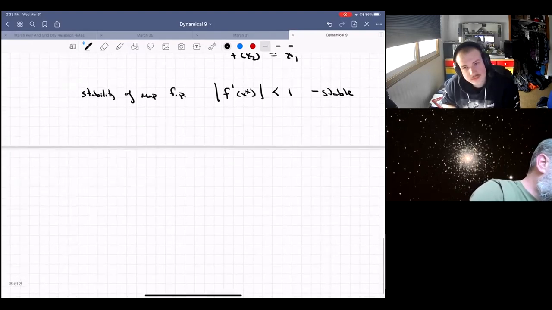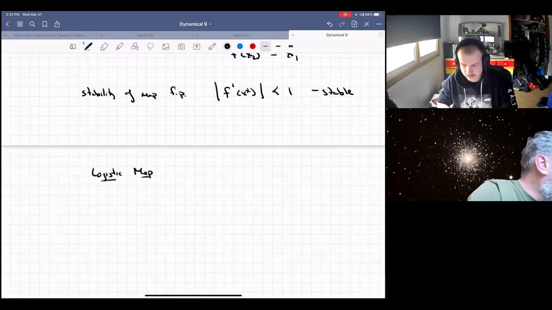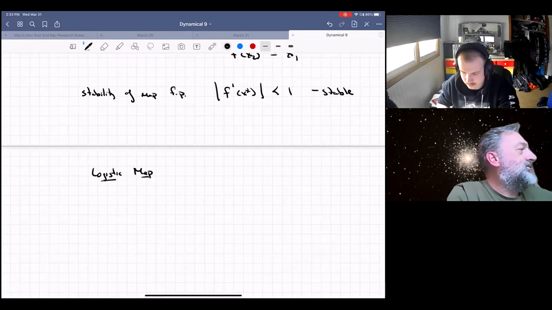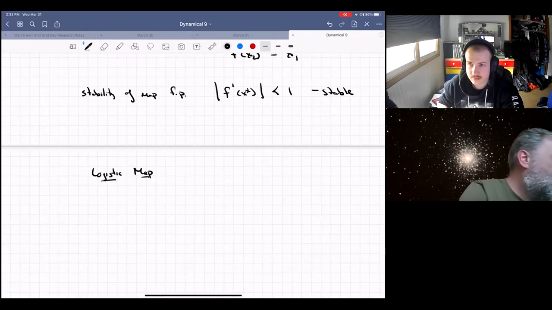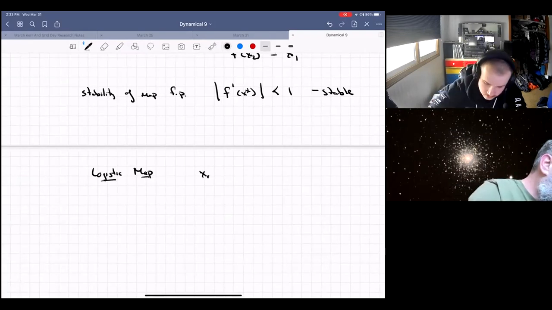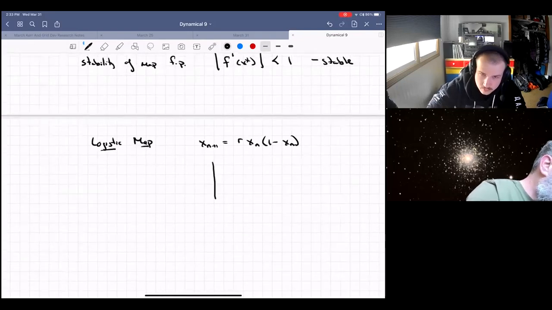Now the logistic map is our world famous chaotic map that we all like to look at and think about. So the logistic map is x_{n+1} = r x_n (1 - x_n), and it maps the region from 0 to 1 into itself.